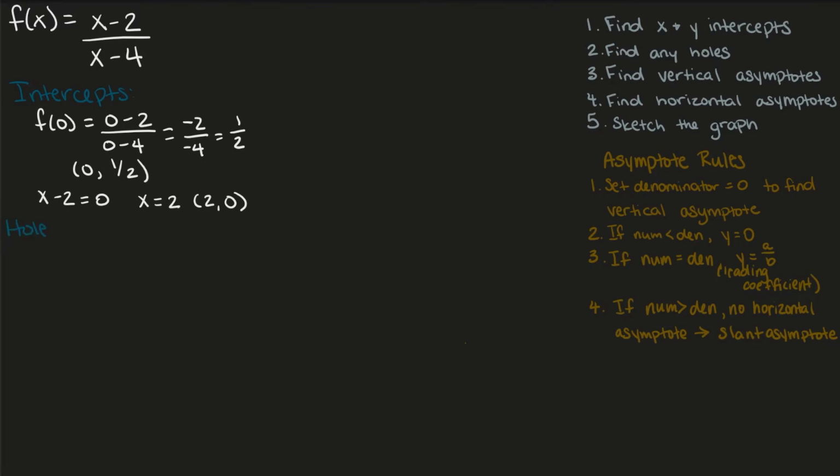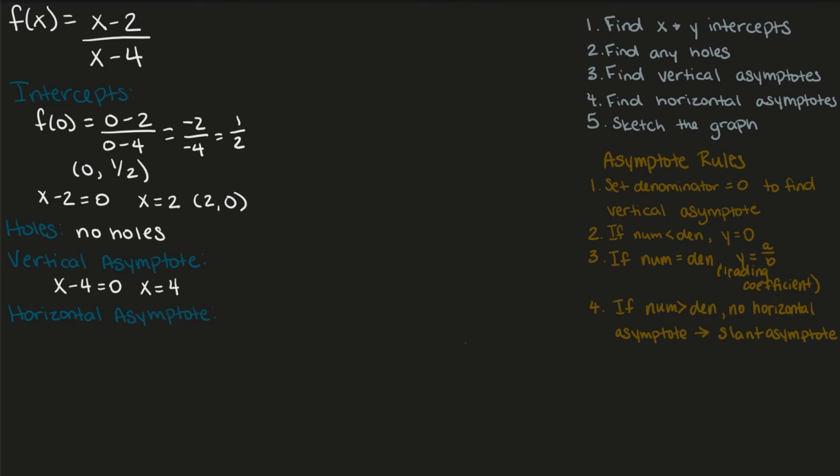Next, we want to identify any holes. In this function, we cannot simplify our numerator and our denominator. Therefore, there are no holes. Next, we want to identify our asymptotes. So let's start with our vertical asymptote. Our vertical asymptote can be found by setting our denominator equal to 0 and solving for x. So x minus 4 equals 0, add 4 to both sides, and we get x equals 4, and that's our vertical asymptote.